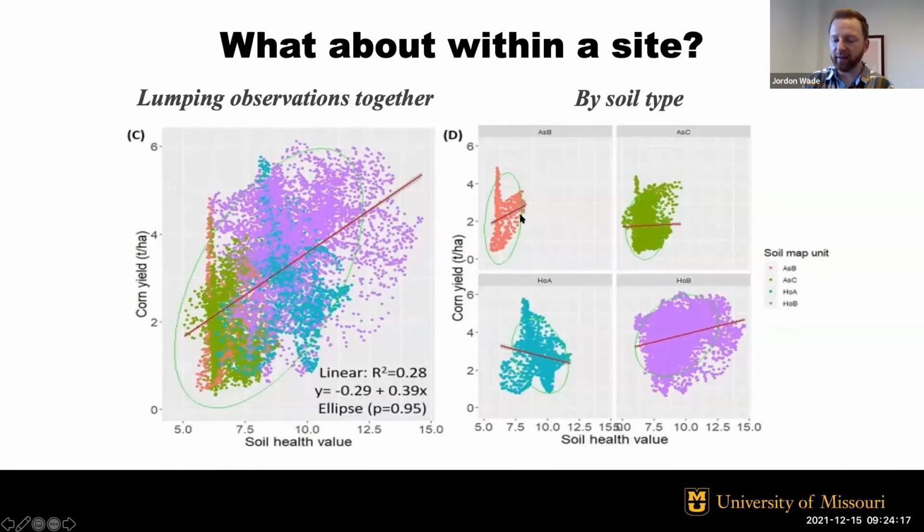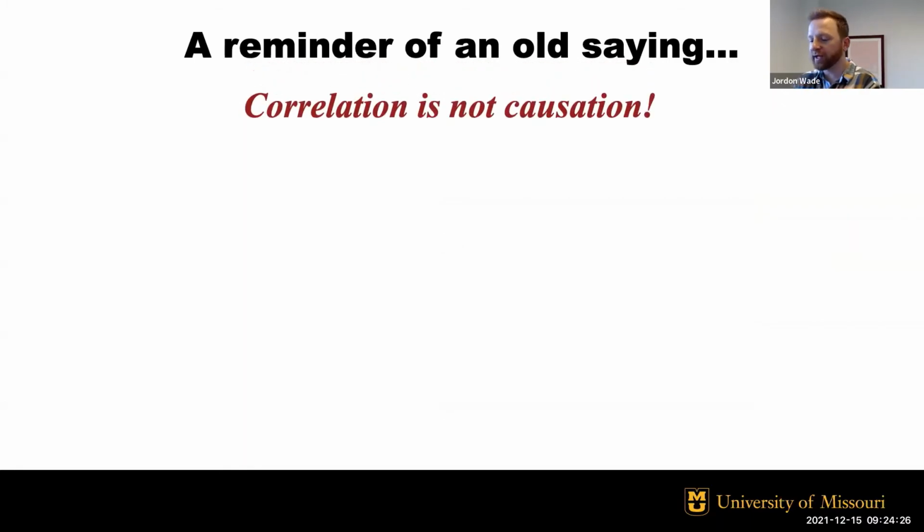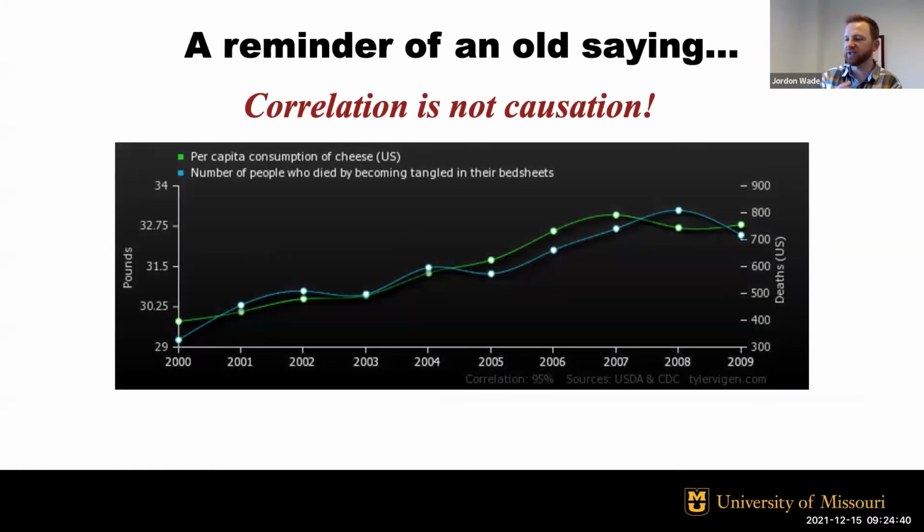So I think this is a good reminder of an old saying, and it might be familiar to many of you, which is that correlation is not causation. Just because you have a good correlation doesn't mean that that is the cause of your increase or decrease in productivity. And one example that I like to use here is the relationship between per capita consumption of cheese in the US and the number of people who died by becoming tangled in their bed sheets. Now, of course, it's absurd to say that these two things are linked, but the correlation between them is about 95% or 0.95.